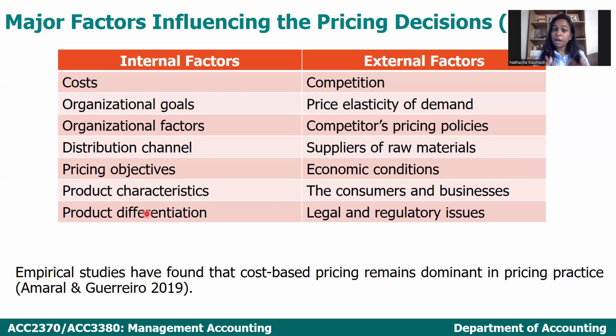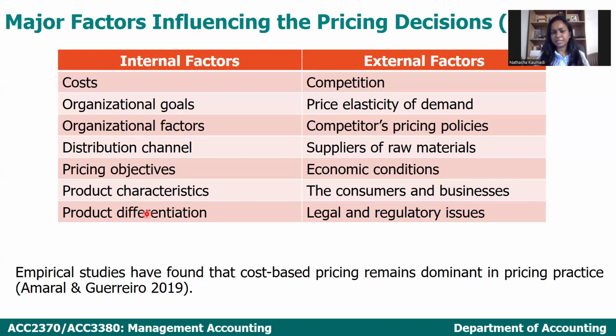Maybe high quality compared to product B. Product A is high quality, or maybe packaging is very unique. It has a very unique design. So what? You can charge a higher price. You can charge a higher price because of that differentiation. Likewise, there can be situations where pricing decisions are affected by those internal factors. Right. So all these are internal to the organization.